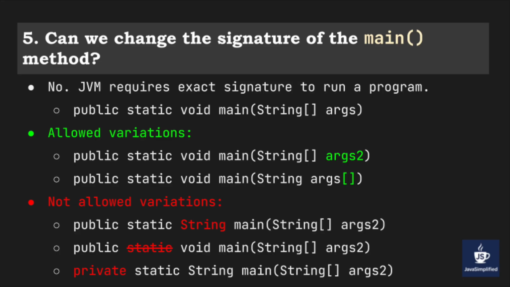Similarly, you are not allowed to make a few modifications, like you cannot change the return type of the main method. It always remains void. You cannot remove static from the method signature. Also, you cannot change the public modifier to another access modifier like private.